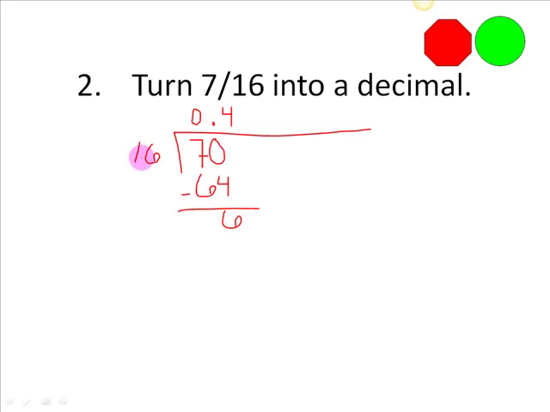16 will not go into 6, but we do know that it will go into 60, so it'll go 3 times. And 3 times 10 is 30, 3 times 6 is 18, that's 48. I do my subtraction, and I wind up with 12. I know that 16 will not go into 12, but it will go into 120, and it will go 7 times. 7 times 10 is 70. 7 times 6 is 42. 70 plus 42 is 112.